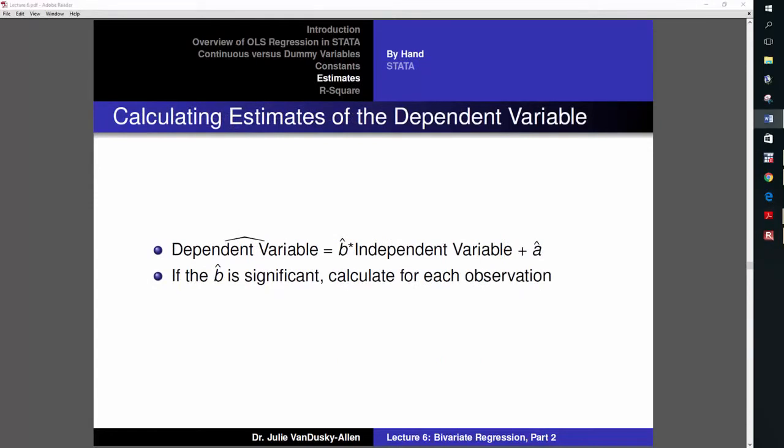So now moving on to some new material. In the next few slides, I'm going to show you how to calculate the estimates of the dependent variable for individual observations from your regression equation. Recall that the regression equation is the dependent variable hat equals B hat times the independent variable plus A hat. If you found that B hat was significant, then you can calculate estimates of the dependent variable for each individual observation. Otherwise, do not do it, as you don't expect your independent variable to have an effect on your dependent variable.